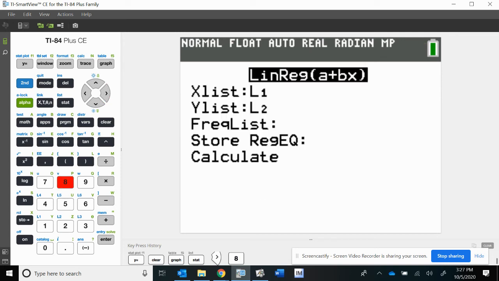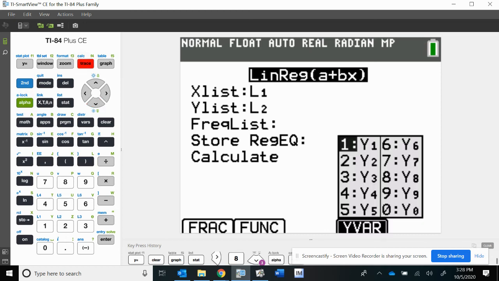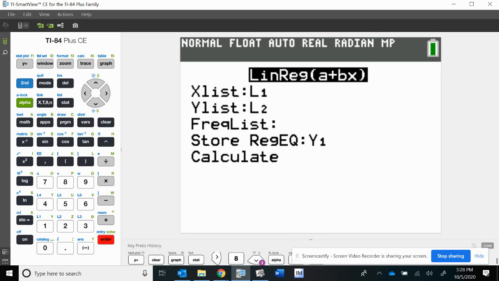And if you have the newer calculator, it gives you these options. So X list my L1s, Y list L2s. Don't put in a frequency. If you want to graph your line, you would put Y1 in here. So in the newer calculators, we do alpha trace, and we see those Ys pop up. I want to put it in my Y1. And then I'm going to go down and I'm going to calculate that.